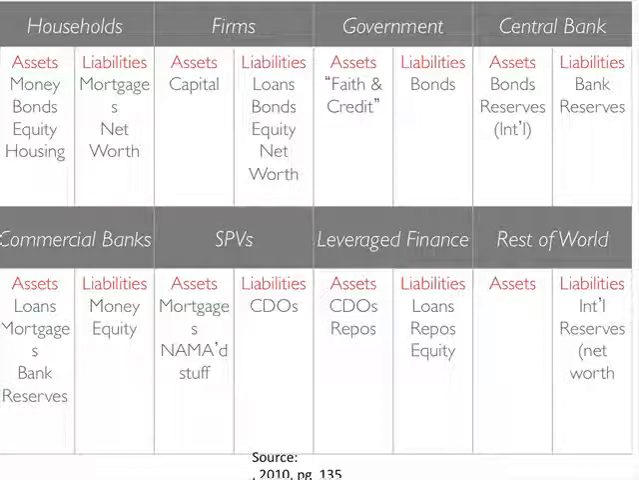Faith and credit. What is faith and credit? It's in inverted commas, specifically there for a reason. What is faith and credit? Where does money come from? We talked about it in week three. Where does money come from?